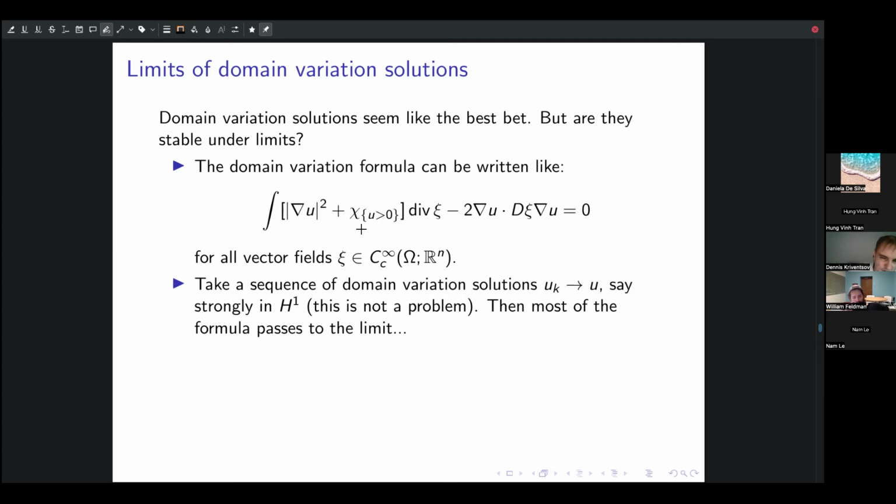If this looks unfamiliar, then if you omit this term, this is what it means for a harmonic function to be stable, right? So this is the domain variation minimality of a harmonic function. That's a property of harmonic functions. Maybe not used all the time, but it is just a classic property of harmonic functions. So this is the only thing that's different here. You have this characteristic function.